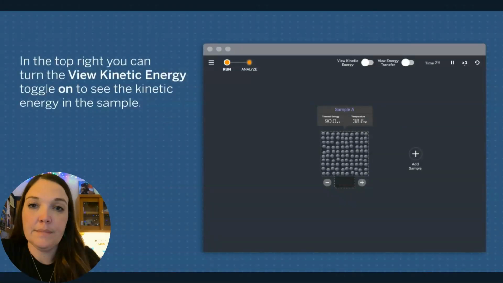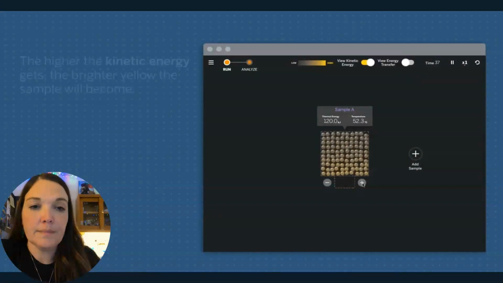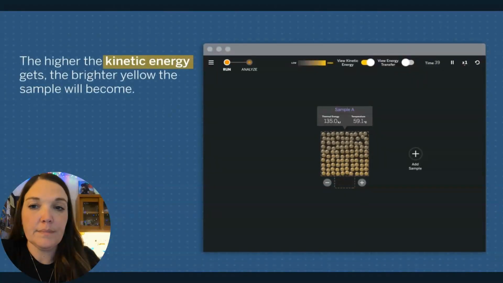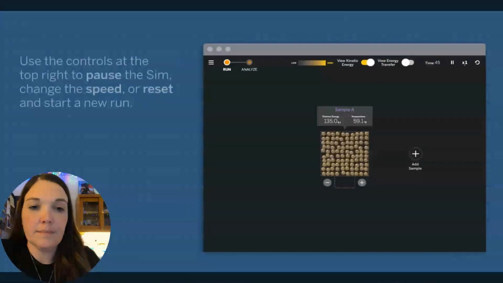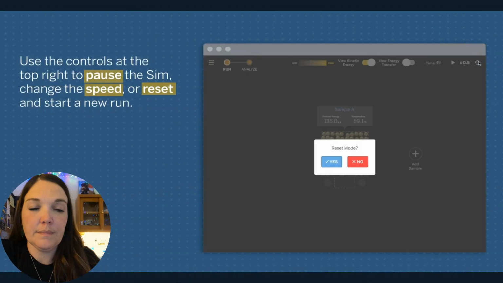In the top right, you can turn the View Kinetic Energy toggle on to see the kinetic energy in the sample. The higher the kinetic energy gets, the brighter yellow the sample will become. Use the controls at the top right to pause the sim, change the speed, or reset and start a new run.